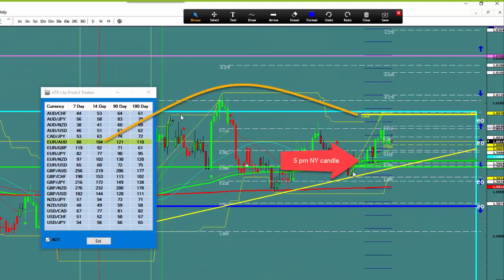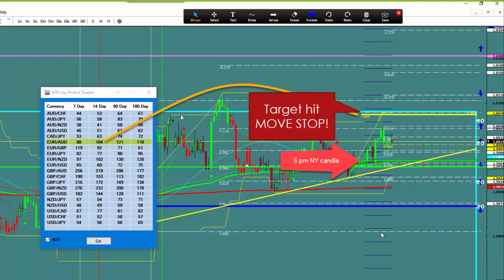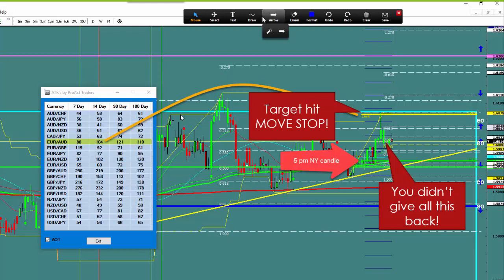5 o'clock candle, we're going up this time, 104 pips. We measure 104 pips up, target is hit, move your stop. If you did that, you didn't give all this back. If you didn't know where it was, you're thinking it's going to go to the moon, especially in a case like this where you've got a top right there, and you're thinking, I'm going to get to that top right there. But guess what?